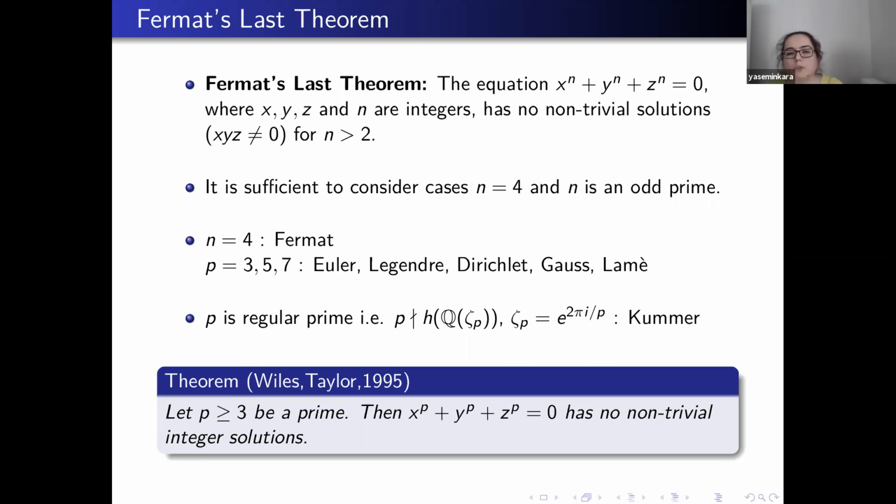Also, if you go back to the late 19th century and the early 20th century, you can see some results about the Fermat equation where mathematicians considered it over other number fields, not just over the rationals. I will talk about this later. So first of all, let me concentrate on the Fermat equation over the rationals.